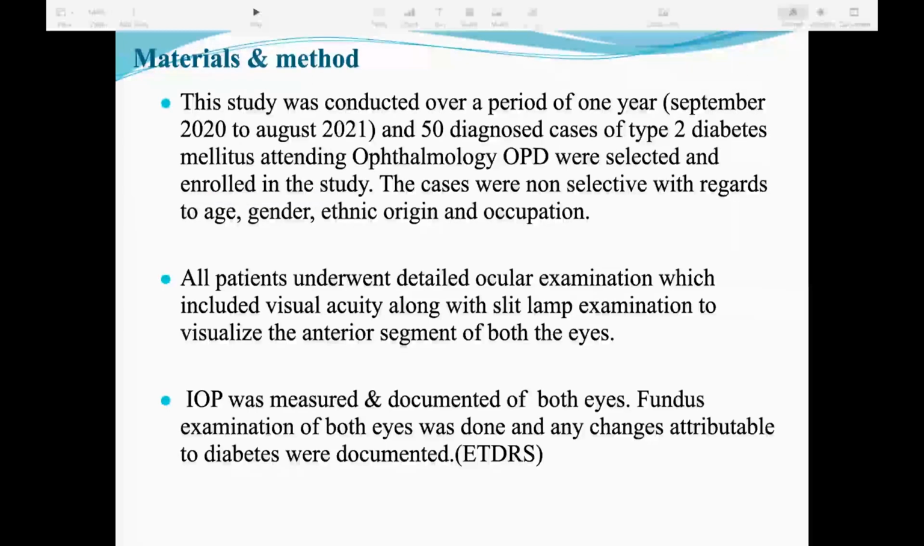Materials and method. This study was conducted over a period of 1 year from September 2020 to August 2021, and 50 diagnosed cases of type 2 diabetes mellitus attending ophthalmology OPD were selected and enrolled in the study. The cases were non-selective with regards to age, gender, ethnic origin, and occupation. All patients underwent detailed ocular examination, which included visual acuity, along with slit lamp examination to visualize the anterior segment of both eyes. Intraocular pressure was measured and documented for both eyes. Fundus examination of both eyes was done, and any changes attributable to diabetes were documented and graded according to the Early Treatment Diabetic Retinopathy Study.